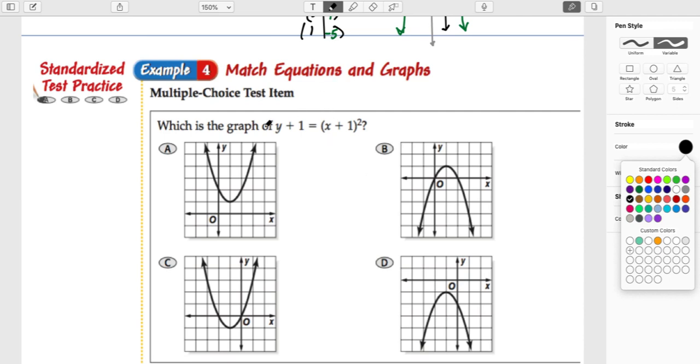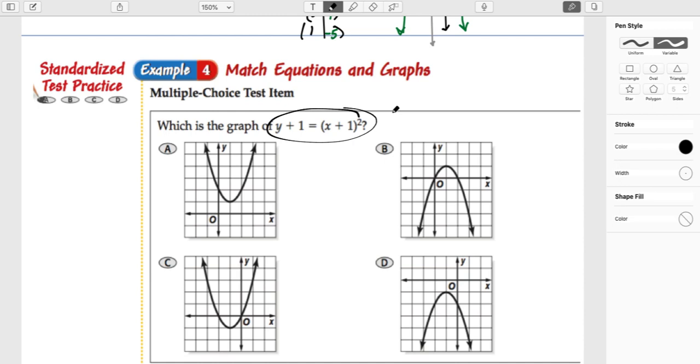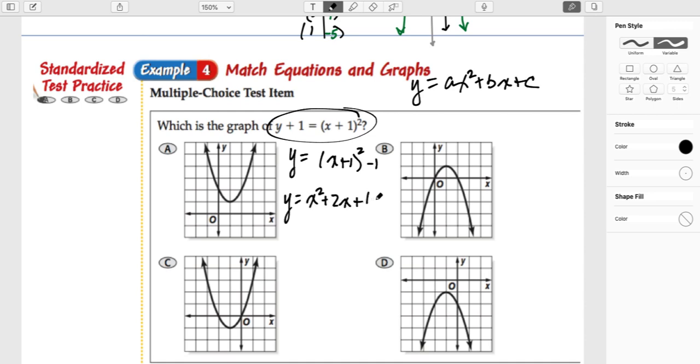What I would ask you guys to do at this stage of the game is put it in y equals ax squared plus bx plus c form. That's because this is where we are. This is what we know. So then that would require isolating y: y equals (x plus 1) quantity squared minus 1. FOIL this out, so y is equal to x squared plus 2x plus 1 minus 1, right? And then those cancel out, so I get y is equal to x squared plus 2x.